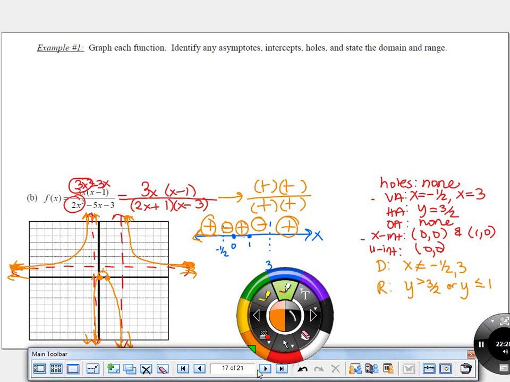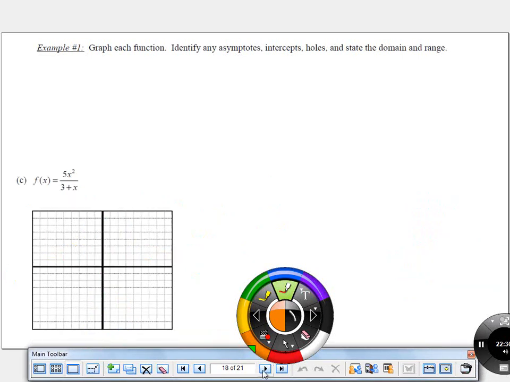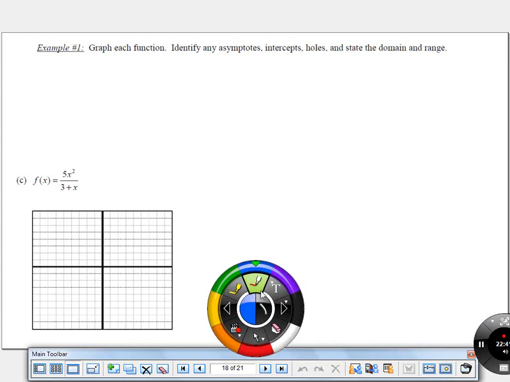All right, let's get another example. Okay, so in this example, everything's basically factored, so we can get right into assigning things. So no factors cancel, so we don't have any removable discontinuities. Okay, we don't have any holes. Then we want to look at our asymptotes.